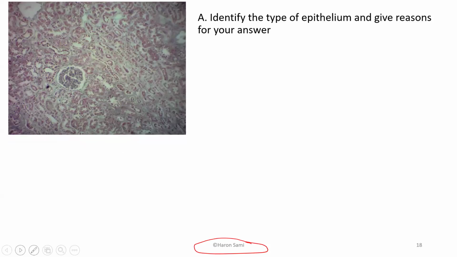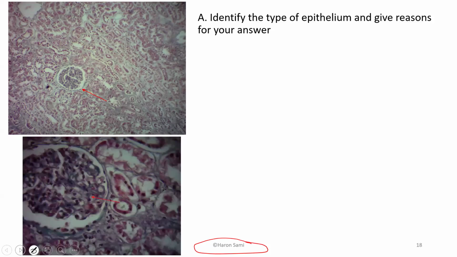This is weird because I don't know when the answers will come. So identify the type of epithelium shown. Simple cuboidal. Remember what I said. These slides were obtained from the department, so this is what will be seen in those microscopes. Simple squamous. Wonderful. This is simple squamous.